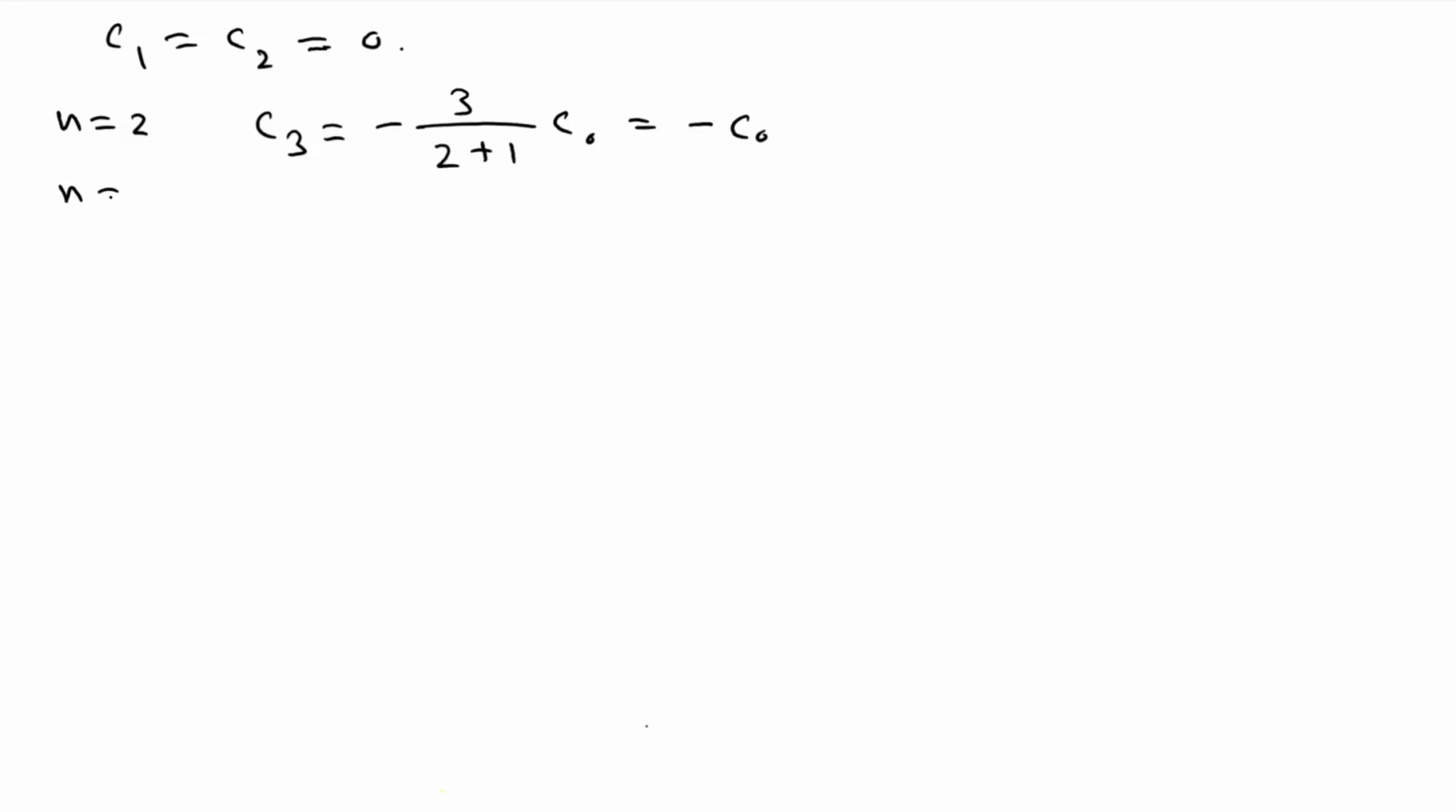Then n equal 3. If you do n equal 3, you're going to get c4, which is negative 3/4 c1. And then we know that c1 equals 0, so this is 0. And then we do n equal 4, this is c5, so this is negative 3 over 5 c2, but we know that c2 is also equal to 0, so this is 0.